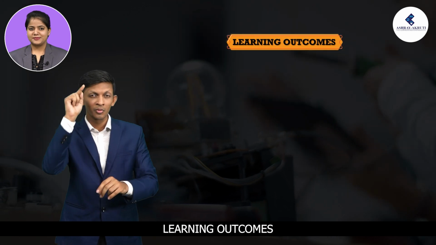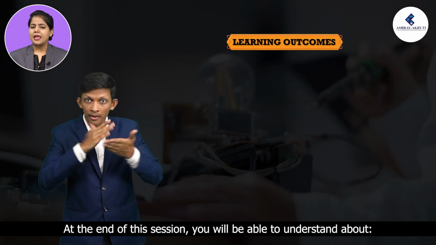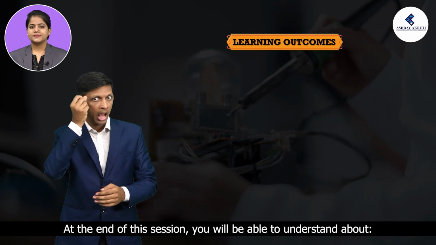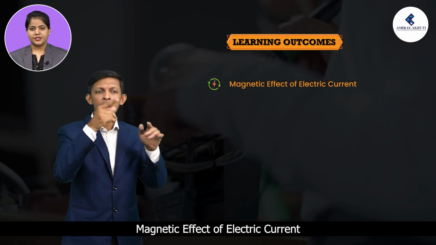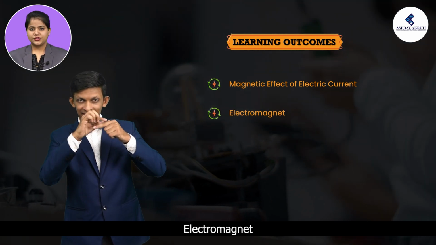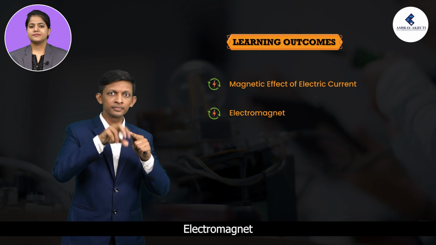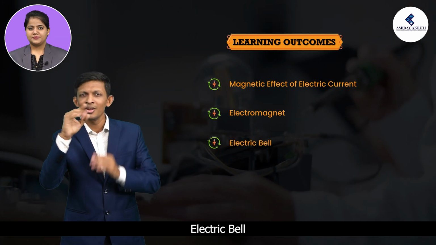Learning outcomes. At the end of this session, you will be able to understand about magnetic effect of electric current, electromagnet, electric bell.